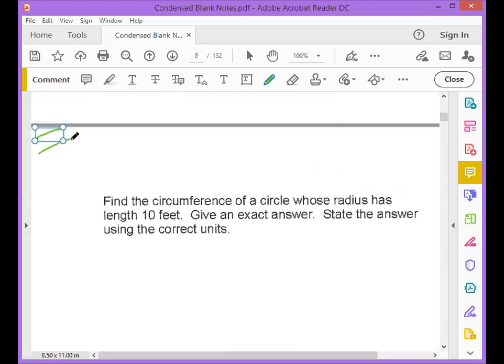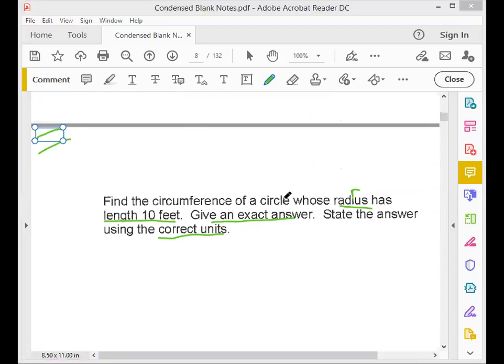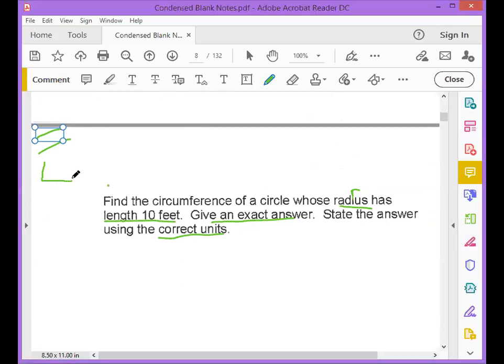Find the circumference of a circle whose radius has a length of 10 feet. So this time our radius is 10 feet. Find the exact answer and the correct unit. Now, remember volume is 3 dimensions. It deals with 3-dimensional spaces. And we're talking about a circle, so we're really speaking of the circumference, which deals with the length around the circle. So if we're given a circle, we're finding the circumference. That's the same thing as measuring the distance around the circle, right?